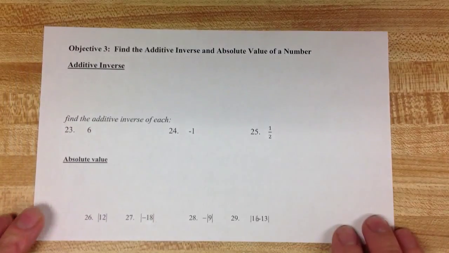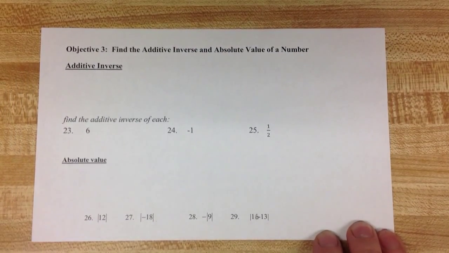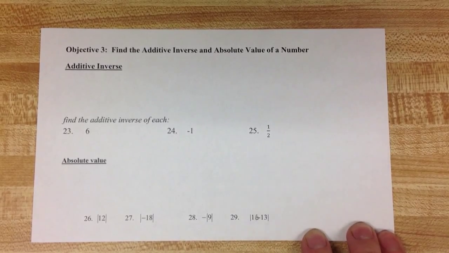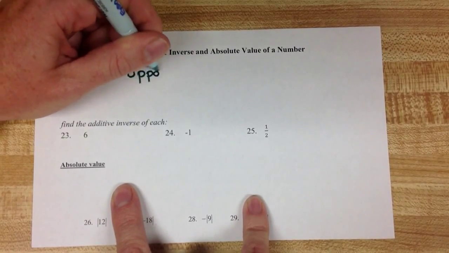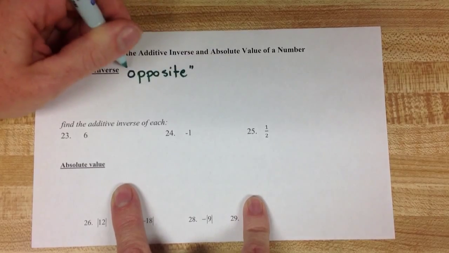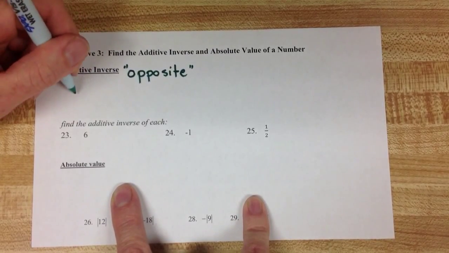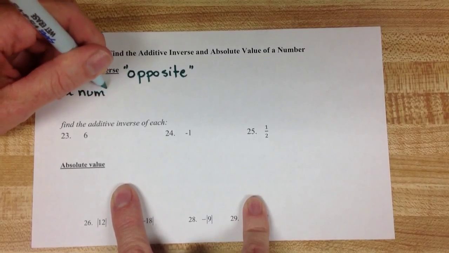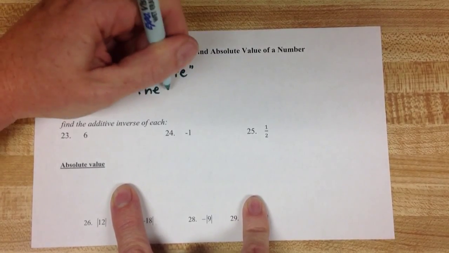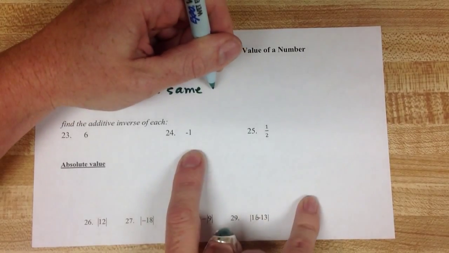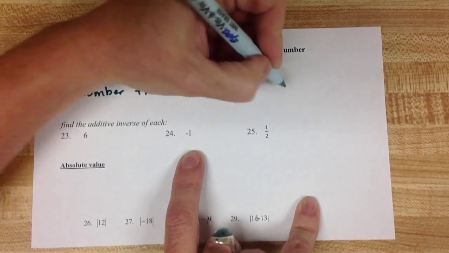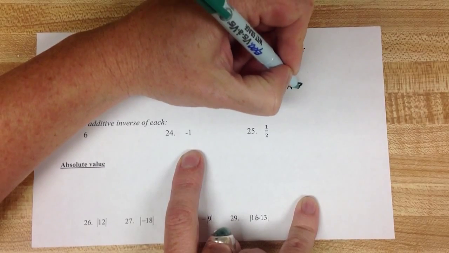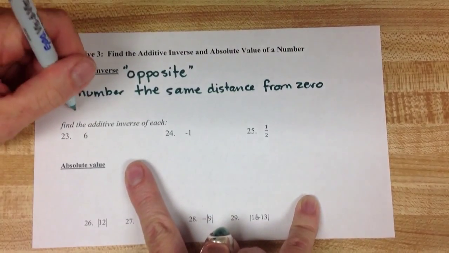We're going to go ahead and do objective 3 on the same video because this is a short little one here. It's just two vocabulary terms that we're going to be using in the next section. Additive inverse is just a fancy way of saying opposite. Or if we want to give it a more mathy definition, it is a number the same distance away, or I'm going to say the same distance from 0 on the other side.